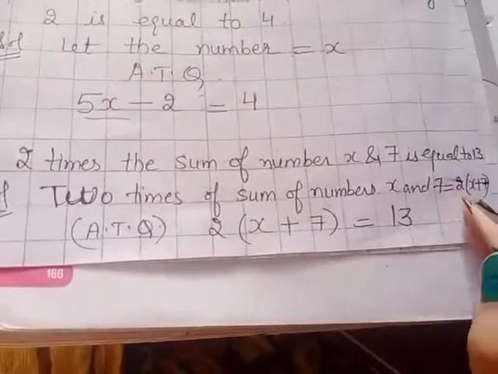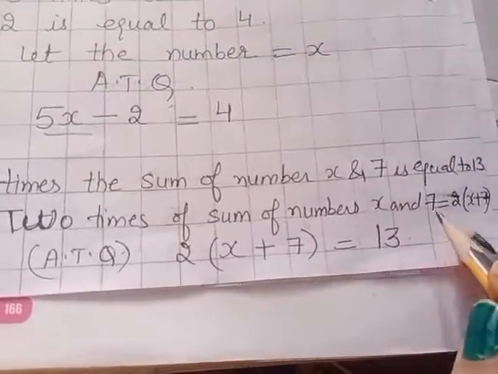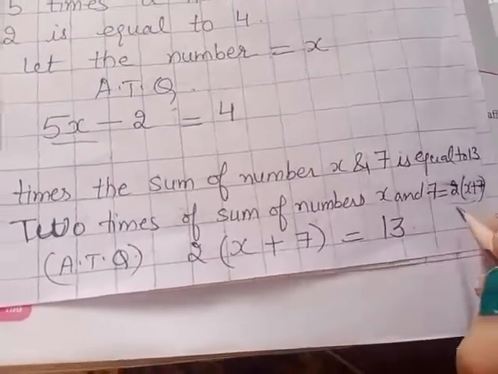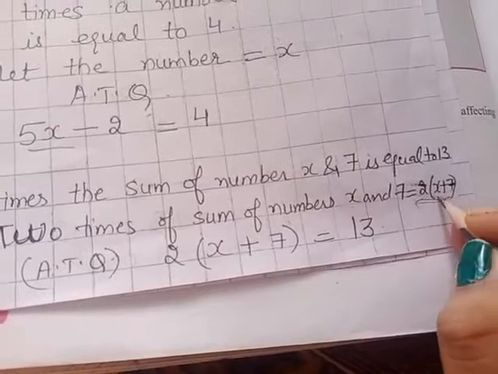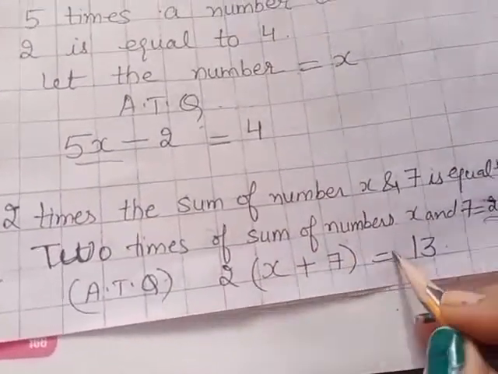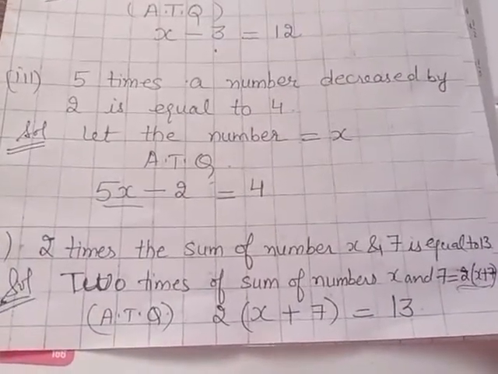2 times of the sum of the numbers? First you will write the sum of the numbers x and 7. Sum of number x and 7 will be x plus 7, and its 2 times is equal to, you will write it like this, 2 into x plus 7. According to the question, 2 into x plus 7 is equal to 13. So this was your first question.